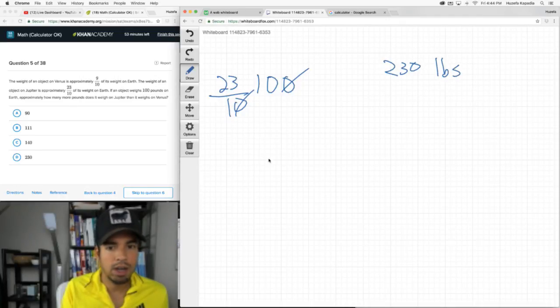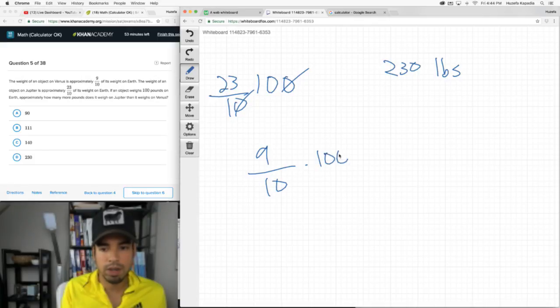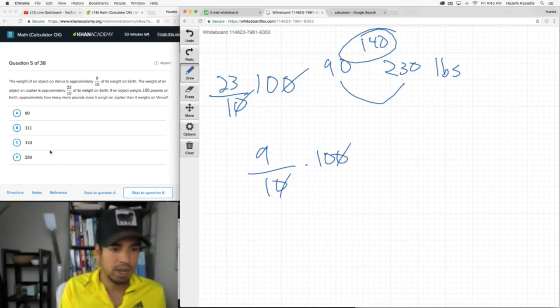And what does it weigh on Venus? It's 9/10 times 100, right? This goes away and this becomes 90. So how many more pounds? It weighs 140 pounds more. That's the difference between 90 and 230.